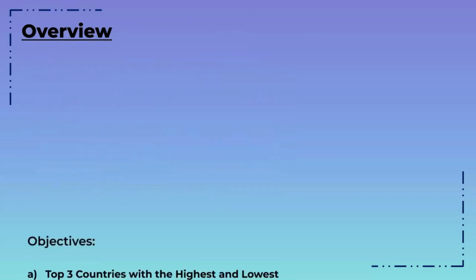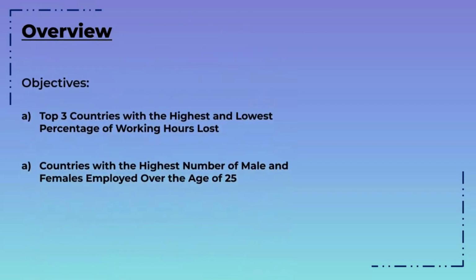So our objectives is to find the top three countries with the highest and lowest percentage of working hours lost, and the countries with the highest number of male and females employed over the age of 25. Now we move on to the first objective.